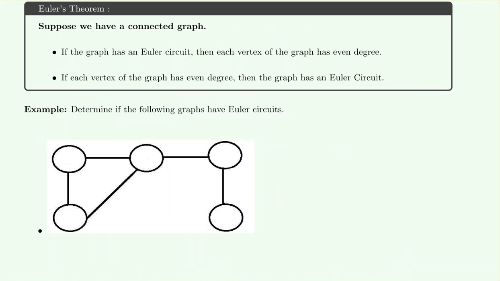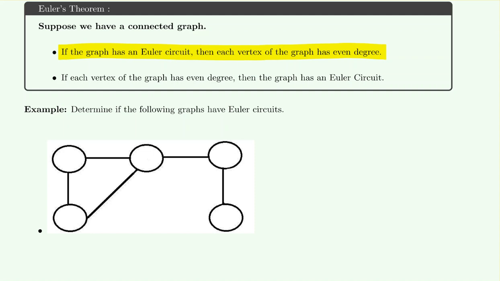And the idea that we used in the last example is clarified by this rule. Suppose that you start with a connected graph. Remember, connected is a definition from our previous section. Then, if the graph has an Euler circuit, so if there is one, then each vertex of the graph has to have an even degree.